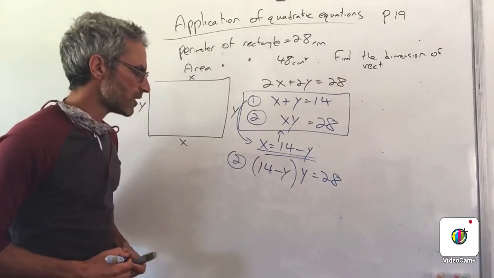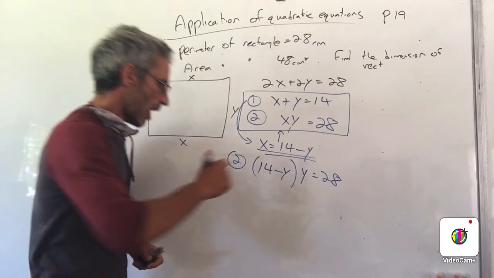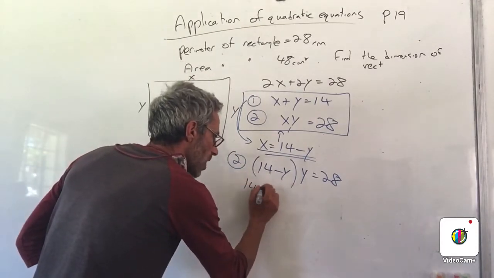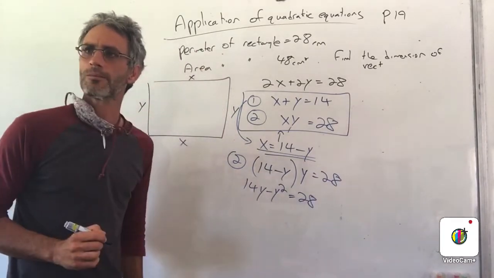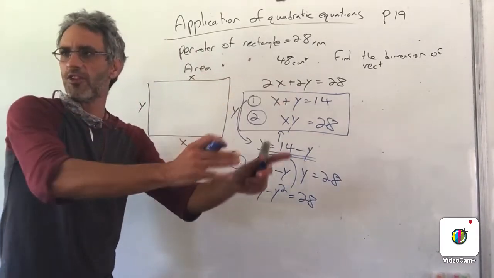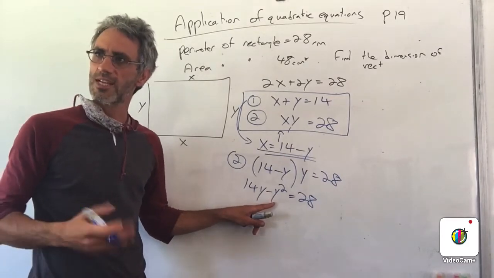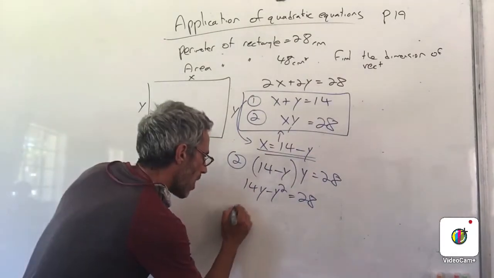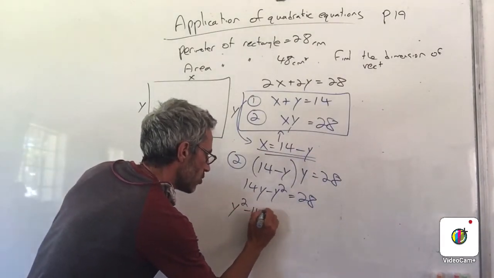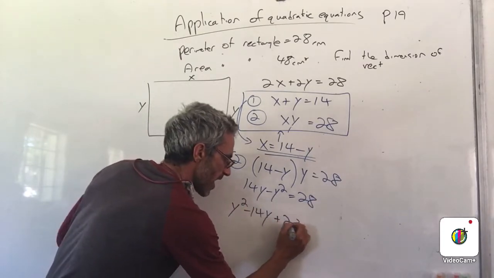How do I solve such a thing when it's all jumbled up? I need to open it up: 14y minus y squared equals 48. What should we do now? We need to bring everything to one side. I want y squared positive because then it's easy to factorize. So y squared minus 14y, because I had to move that to the other side, plus 48 equals 0.